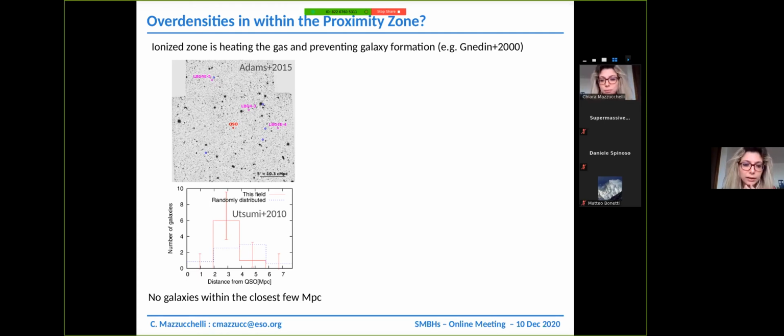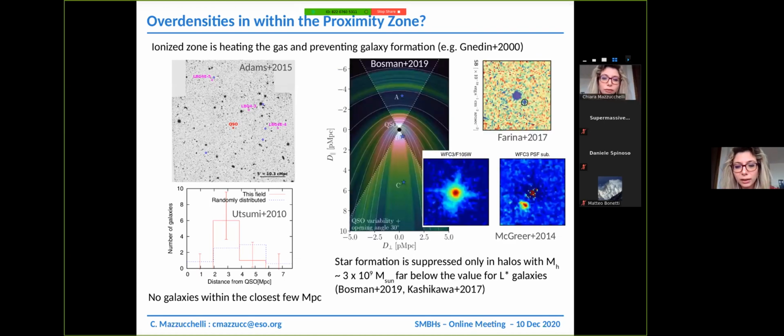Adams found a very similar result at a slightly lower redshift. On the other hand, very recently, there have also been other studies finding massive companion galaxies very close to the quasars themselves. For instance, Sarah Bosman in 2019 has very nicely argued that the star formation suppression is happening in lower mass halos, which means that we still should be able to see galaxies in the vicinity of the quasars.